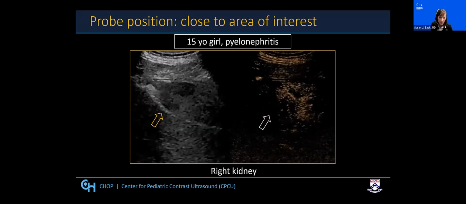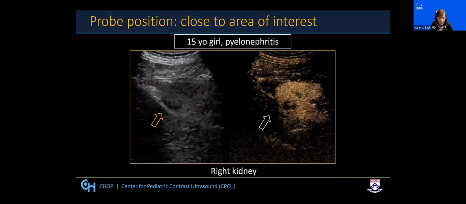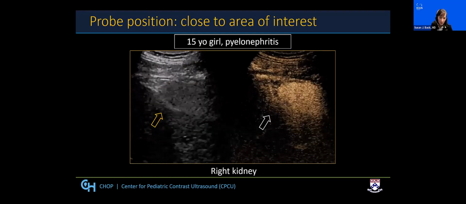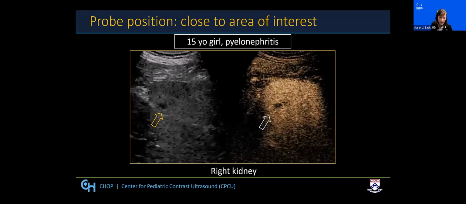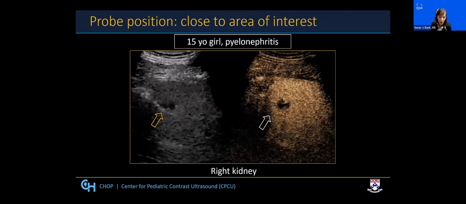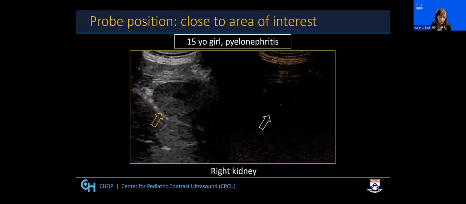So we did have her turn into the prone position where we could bring the area and the kidney closer to the probe. And you can see here in her upper lobe, upper pole of this right kidney, there's an area of persistent non-enhancement, and that was consistent with a small abscess in the area of known pyelonephritis.